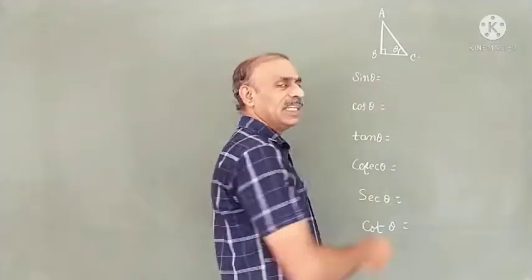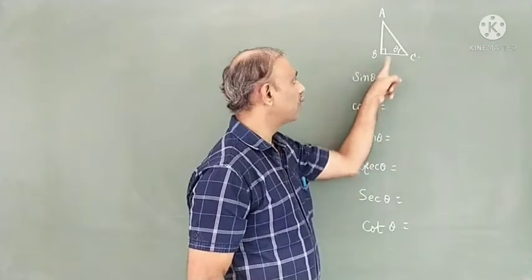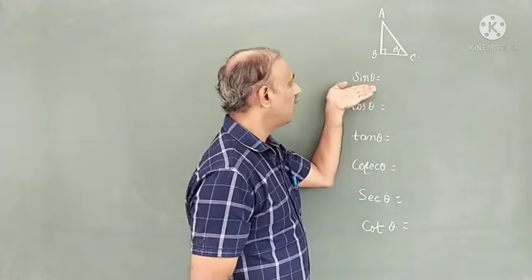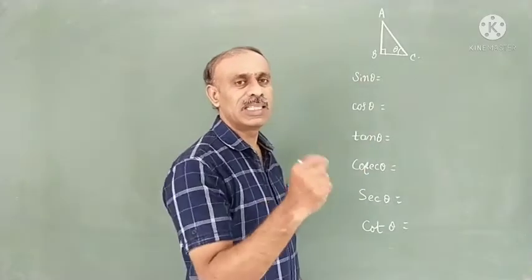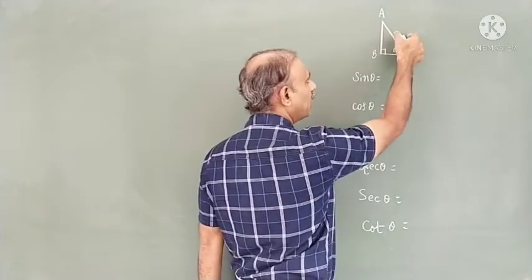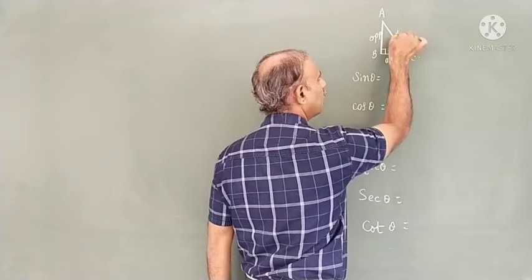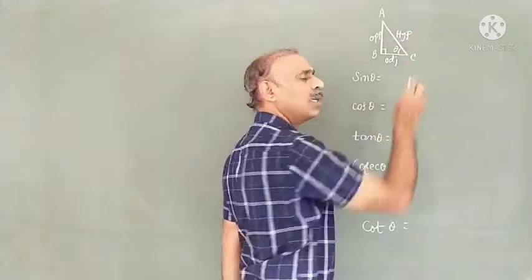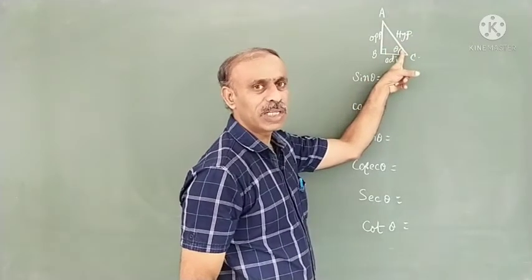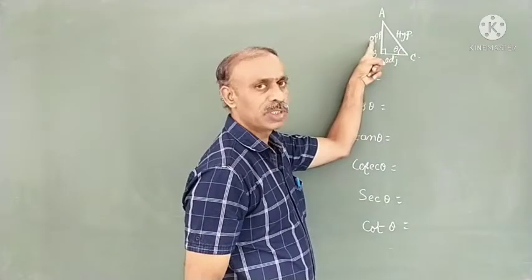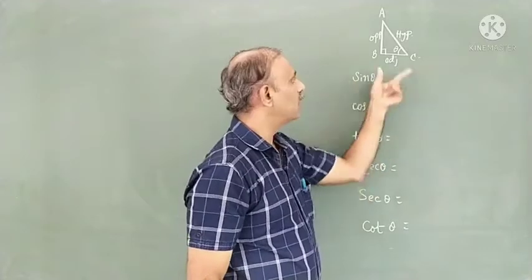Sin theta, once again, theta represents the acute angle. The sine ratio, sine angle or sine theta, is nothing but the opposite side by hypotenuse. This is your opposite side, this is the adjacent side, and this is the hypotenuse. The hypotenuse you can easily identify, it is opposite to the 90 degree angle. Opposite is opposite to whichever acute angle you choose, and the side joining the 90 degree angle and the acute angle is the adjacent side.